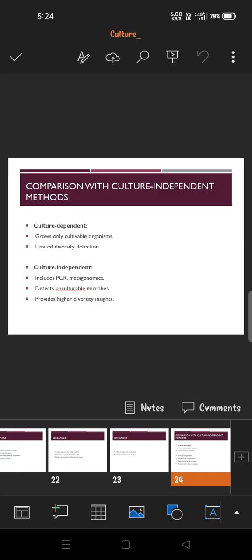Comparison with culture independent methods. Culture dependent methods grow only cultivable microorganisms, giving limited diversity detection. Culture independent methods include advanced technologies like PCR and metagenomics, which detect unculturable organisms and provide higher diversity insights.